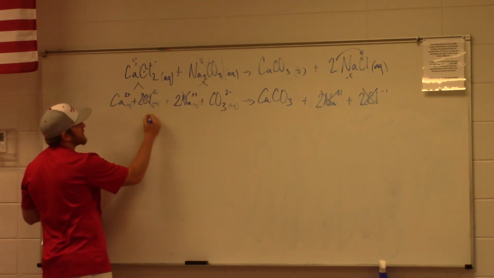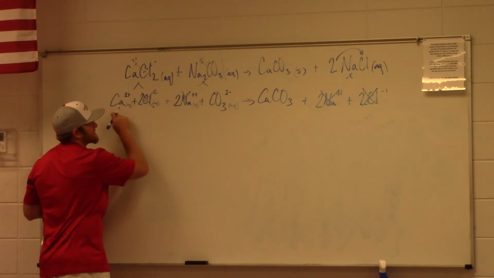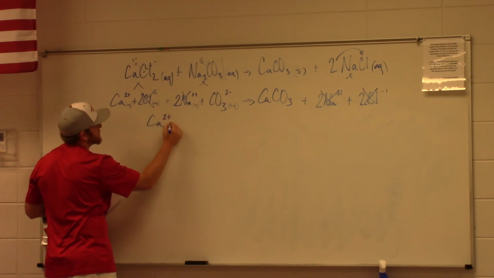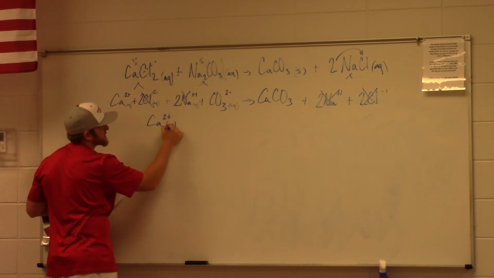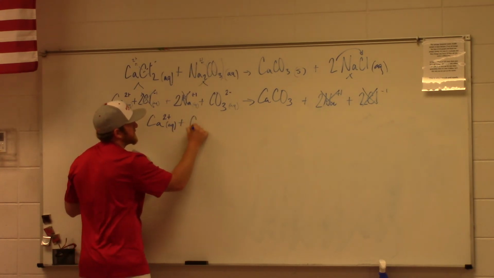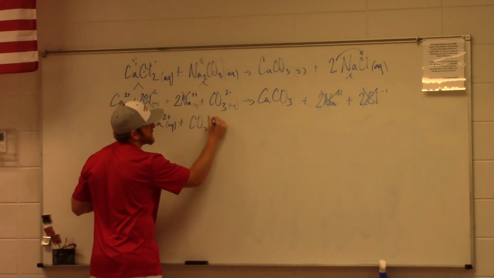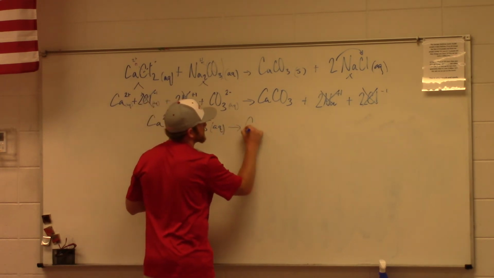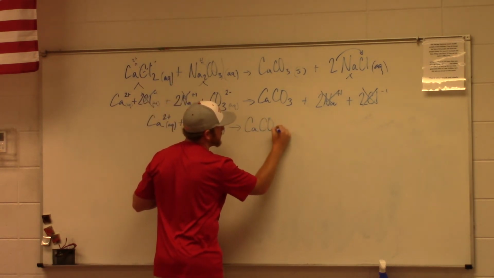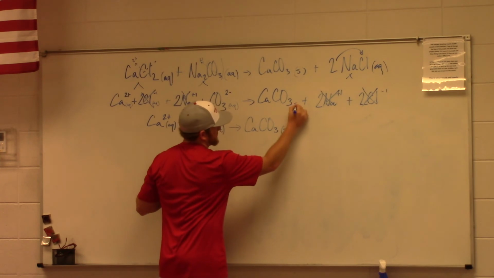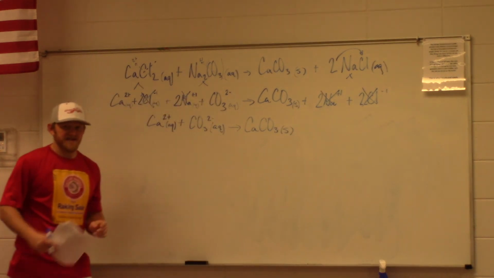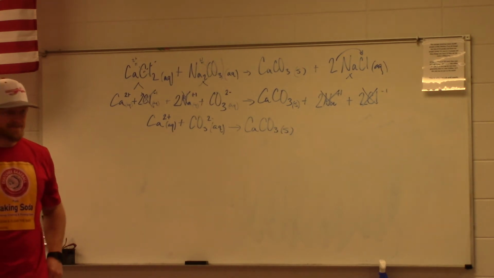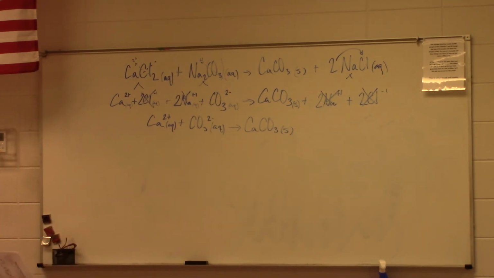But all we have to do for a net ionic equation is take these 2 things and bring them down, add them together. Ca2 plus aqueous plus CO3 2 negative in aqueous solution yields CaCO3 in its solid state. And that would be my net ionic equation for this problem.